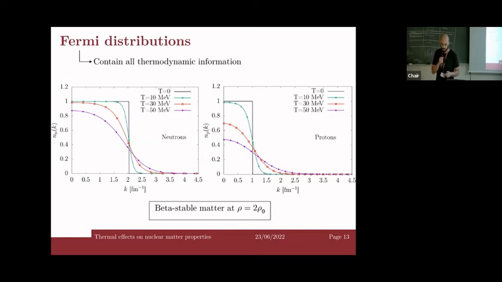So in beta stable matter, it's important to have this different treatment for protons and neutrons. And it should be said that this arises naturally from all the thermodynamically consistent process that we developed to extract the nuclear properties here. Also, of course, we could work at arbitrary proton fraction, not only beta stable matter, but again, I'm taking beta stable matter as a baseline here.